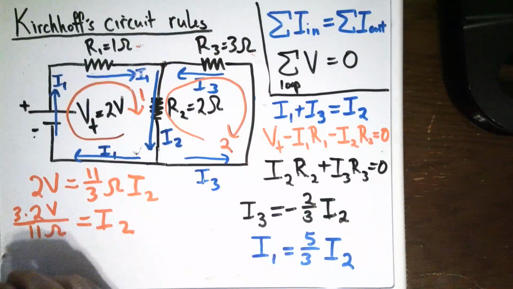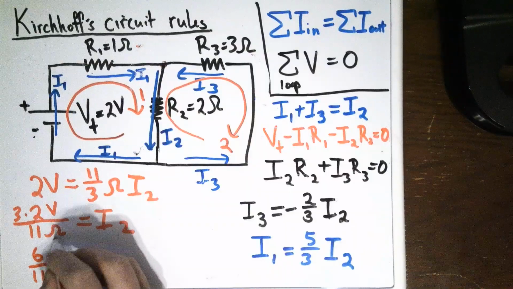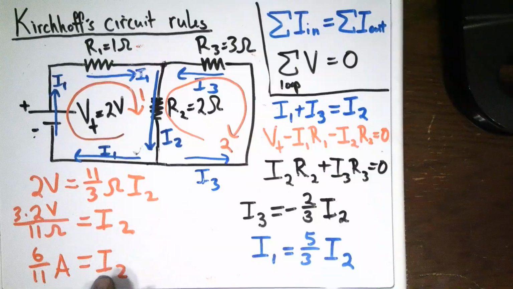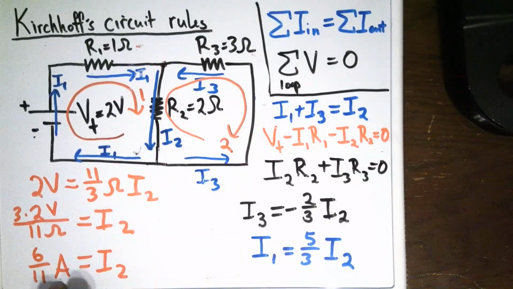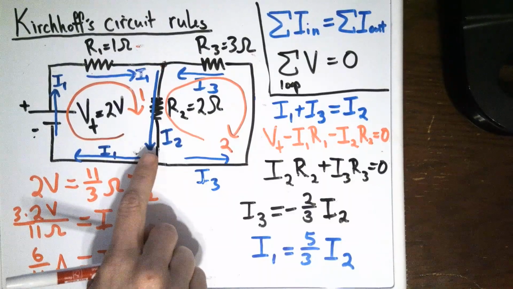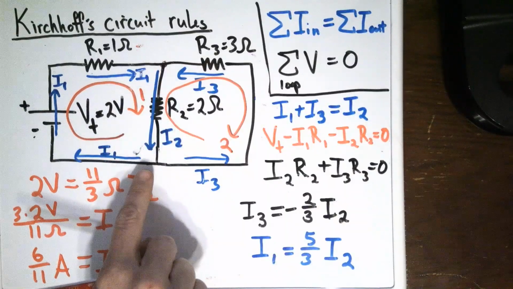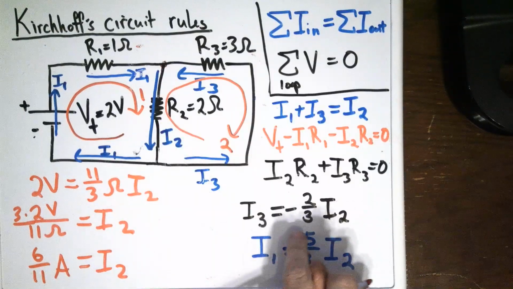And we'll just clean this up a little bit. 3 times 2 is 6. 11ths volts over ohms is amps. So current 2, which is the current through resistor 2, is 6/11 amps. And since it's positive here, that means I guessed the correct direction here. So I2 really is traveling down in this fashion through resistor 2. Now I can find the other two currents.